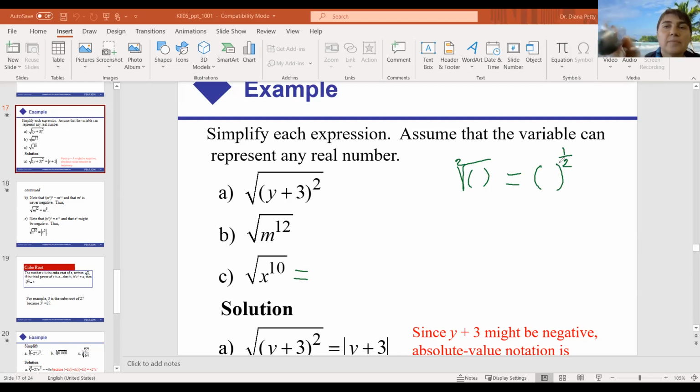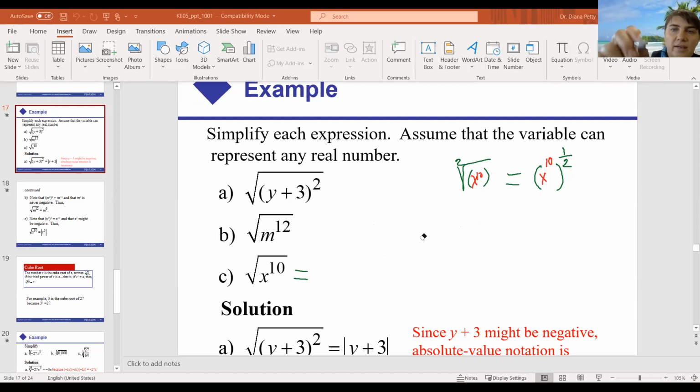So imagine you have here x to the 10th. When you put the 1/2 right here a little higher, what do you do with the exponents when you have parentheses like that? If you have x to the power of a, all to the power of b, what does this equal? Yeah, you multiply the exponents, right? So this is the property of exponents.